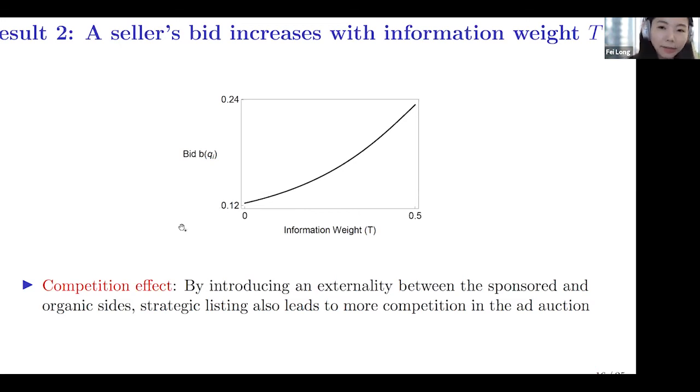And the thing we want to focus on here is that as the information weight gets higher, in other words, as the seller's bid has a bigger influence on organic ranking, sellers bid higher. This is nothing surprising, because if they know that bidding higher not only gives them the advertising slot, but also improves organic results, then they will bid higher. So this is sort of the competition effect. If you do strategic listing, more sellers bid higher, and this is going to increase advertising competition. Okay, so now we know these two effects.